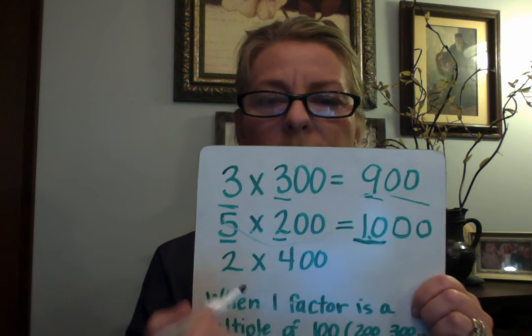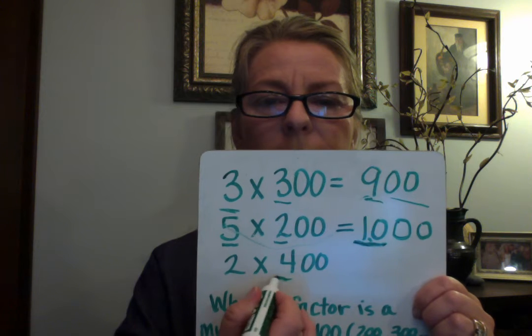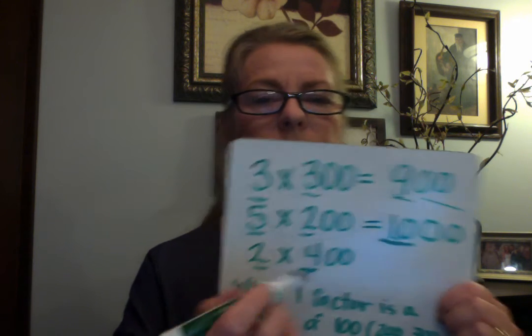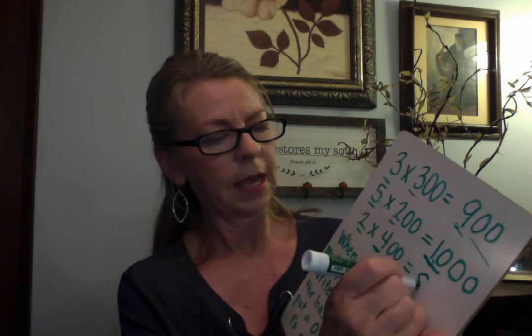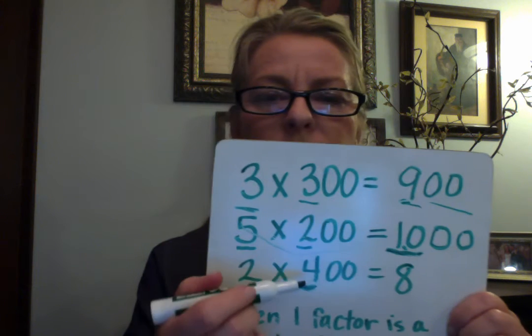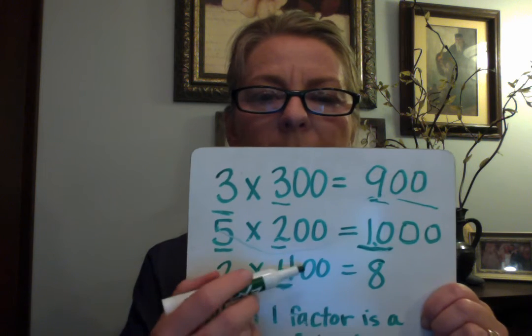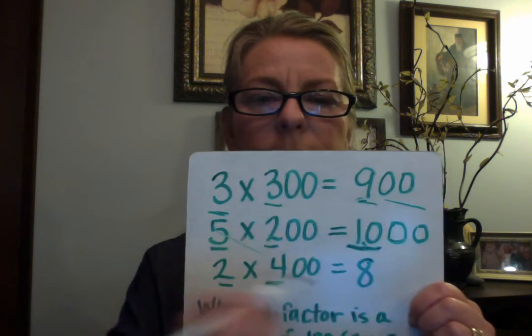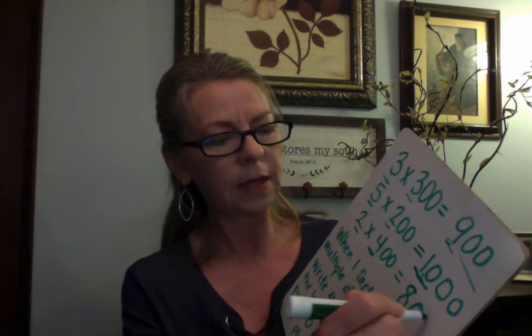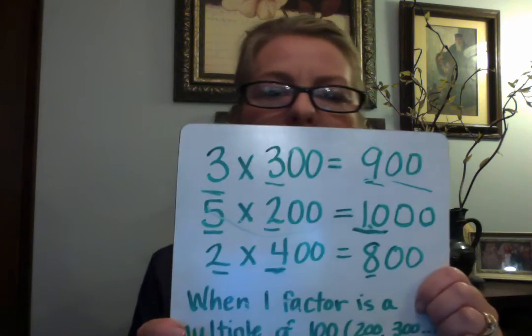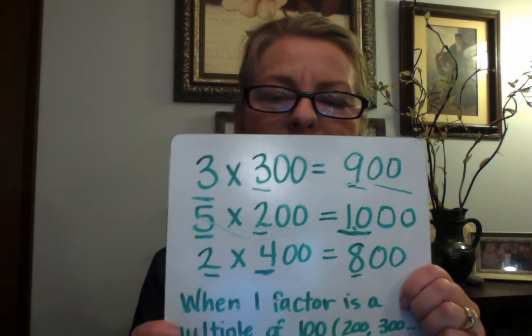Okay, last one here. 2 times 4 hundreds. So think of your basic math fact. 2 times 4 equals 8 hundreds, right? 2 times 4 hundreds equals 8 hundreds. And then add your zeros that are in your multiplication problem and just add it on the end. It's kind of fun, isn't it?